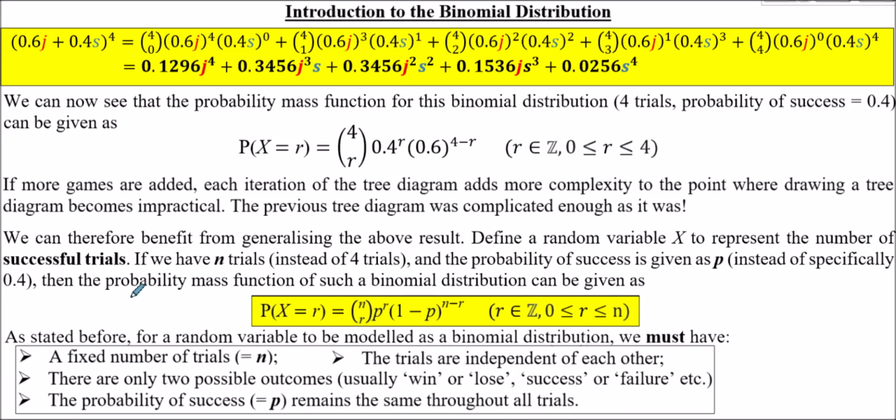And again, like I mentioned before, for a random variable to be appropriately modelled as a binomial distribution, we must have these 4 things. A fixed number of trials, which is called n. The trials are independent of one another. There are only 2 possible outcomes, either win or lose, success or failure typically. And finally, the probability of success, which is p, has to remain the same throughout all trials.